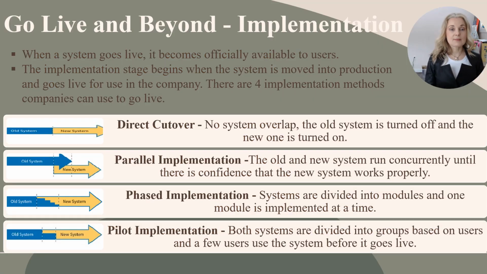Now that the system has been tested, the next stage is to implement it. When a system goes live, it becomes available to users. However, companies have some choice in which kind of implementation method they utilize. There are advantages and disadvantages of each method. Each company has a unique choice to make based on their thoughts, requirements, budgets, timelines, etc.